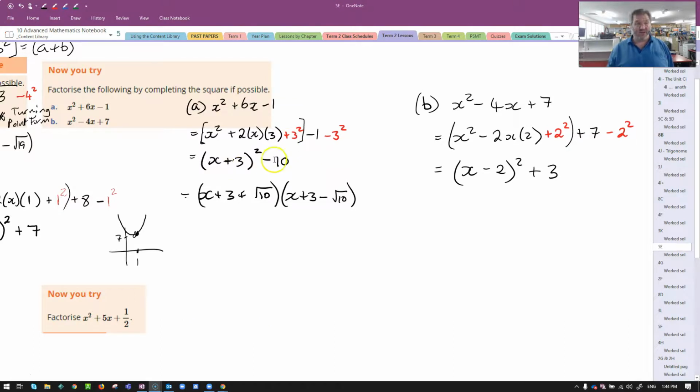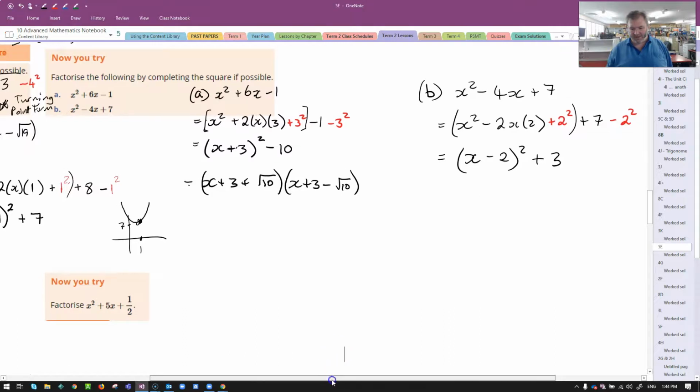This one, yes, it will factorise because it's got my difference of 2 squares. x plus 3 plus root 10, x plus 3 minus root 10. The other one, once I've completed the square, I've got a sum of 2 squares. Not going to factorise, so I just leave it as it is. Nothing else I can do there.